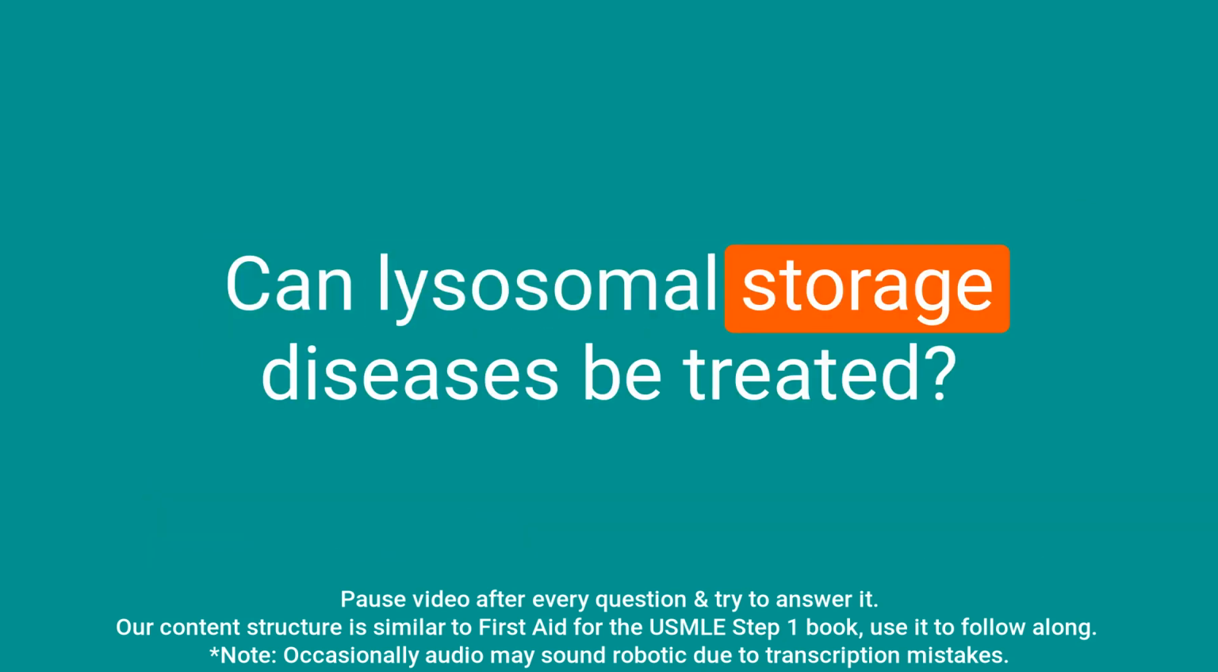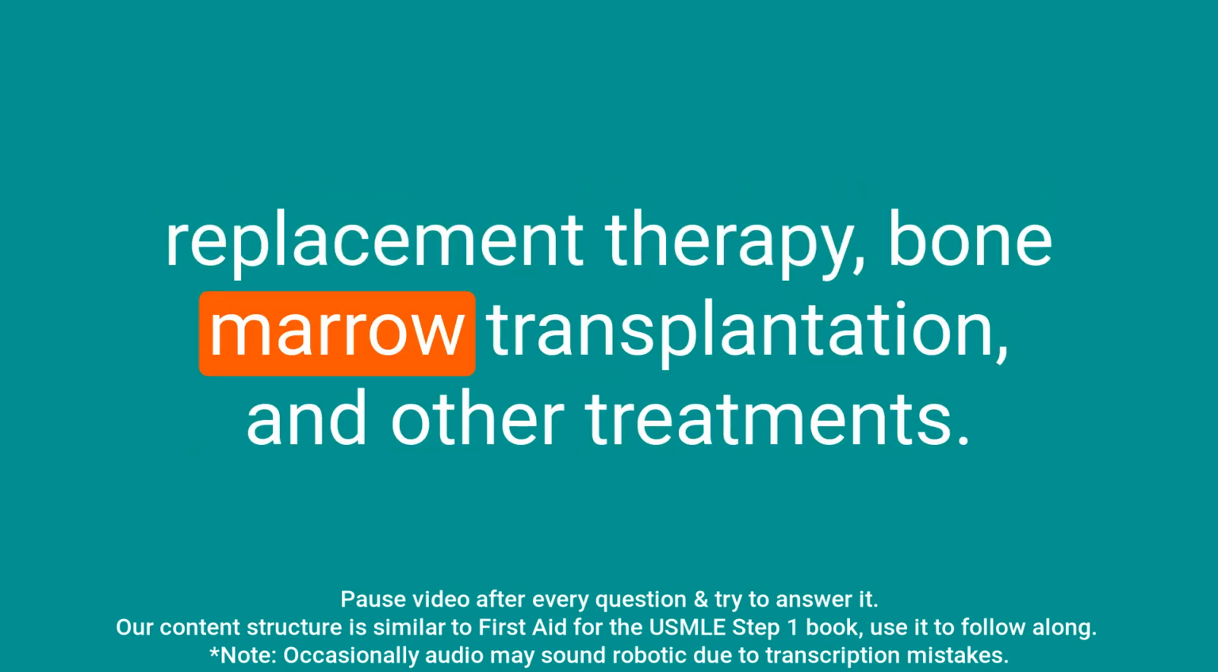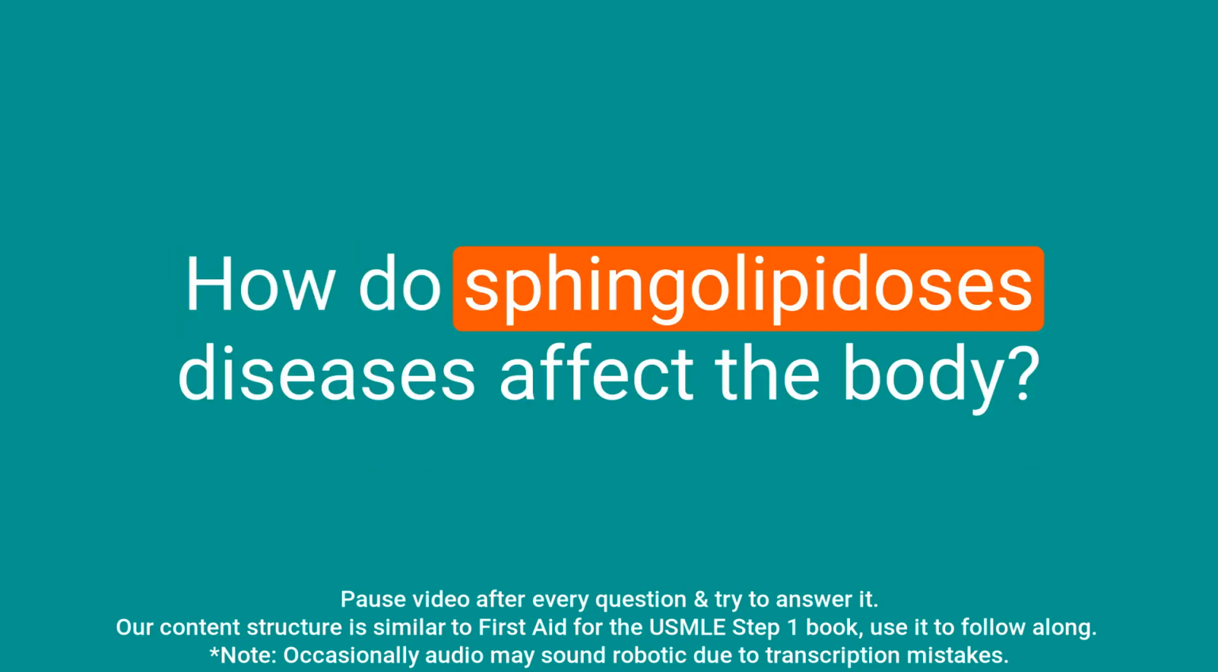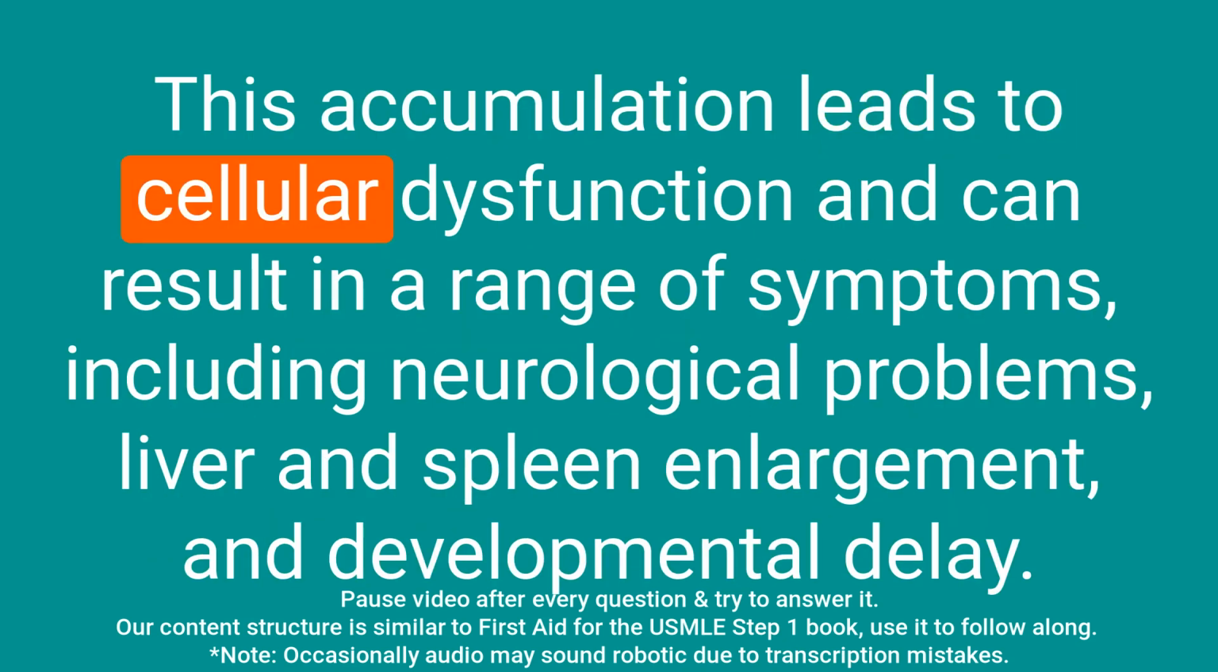Question: Can lysosomal storage diseases be treated? Answer: Currently, there is no cure for lysosomal storage diseases, but some forms can be managed through enzyme replacement therapy, bone marrow transplantation, and other treatments. Question: How do Sphingolipidoses diseases affect the body? Answer: Sphingolipidoses diseases result from the accumulation of sphingolipids, which are a type of lipid molecule, in various tissues and organs. This accumulation leads to cellular dysfunction and can result in a range of symptoms, including neurological problems, liver and spleen enlargement, and developmental delay.